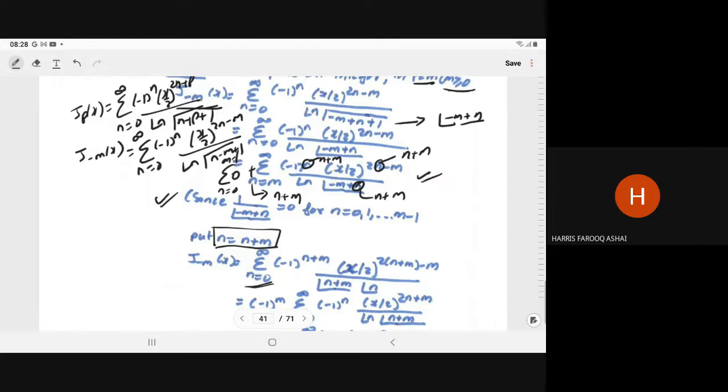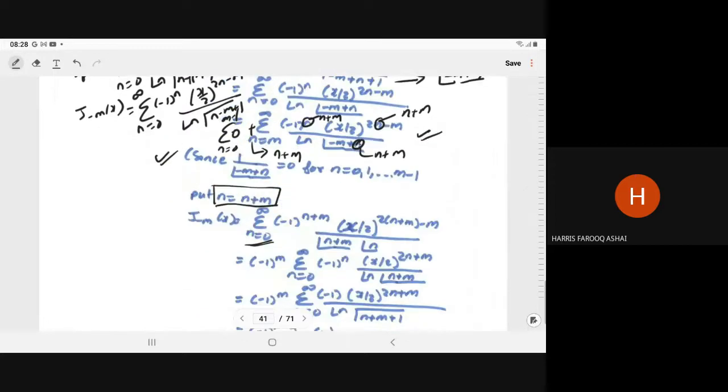Clear this part, right? Now if you take (-1)^m outside of the summation, inside we have (-1)^n, because here we have (-1)^(n+m), and (x/2)^(2n+m) upon n! times (n+m)!, and factorial of n+m can be written as gamma of n+m+1, right? So what is this summation? This summation is nothing but J_m(x). It is the formula of J_m(x), right?